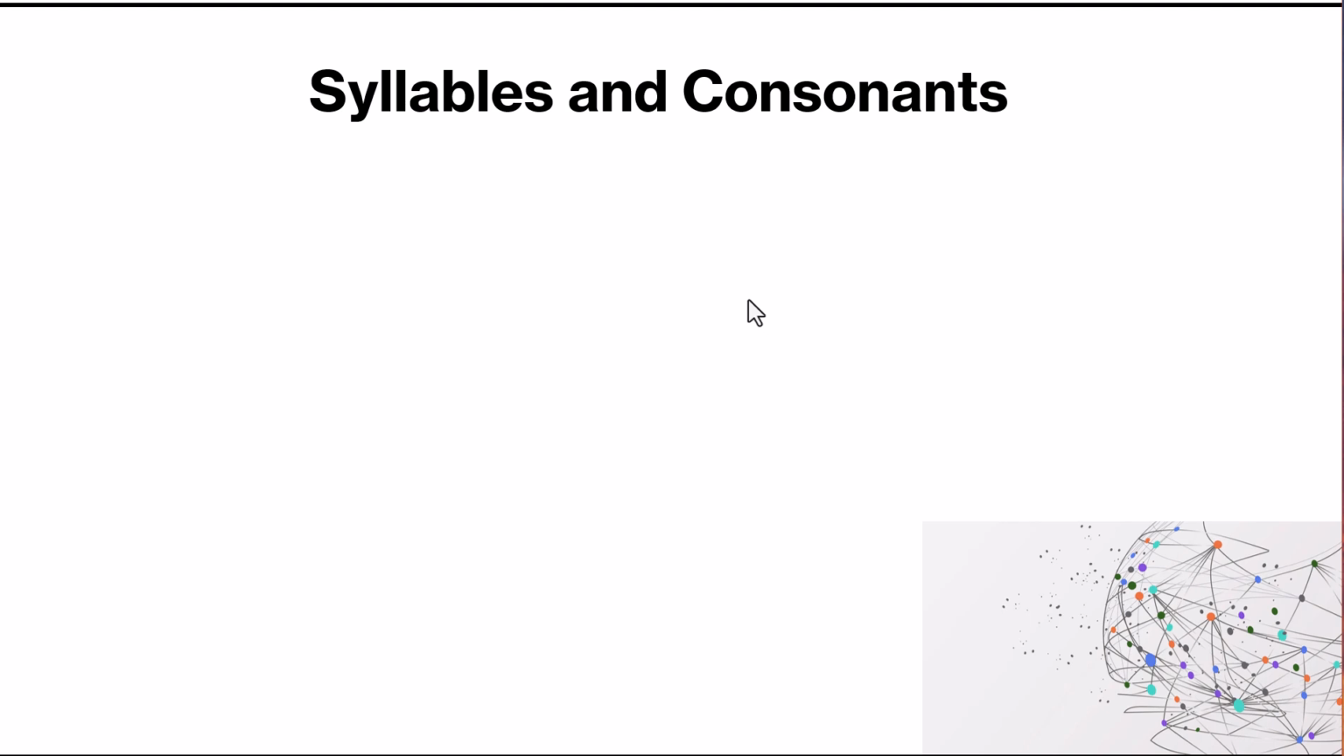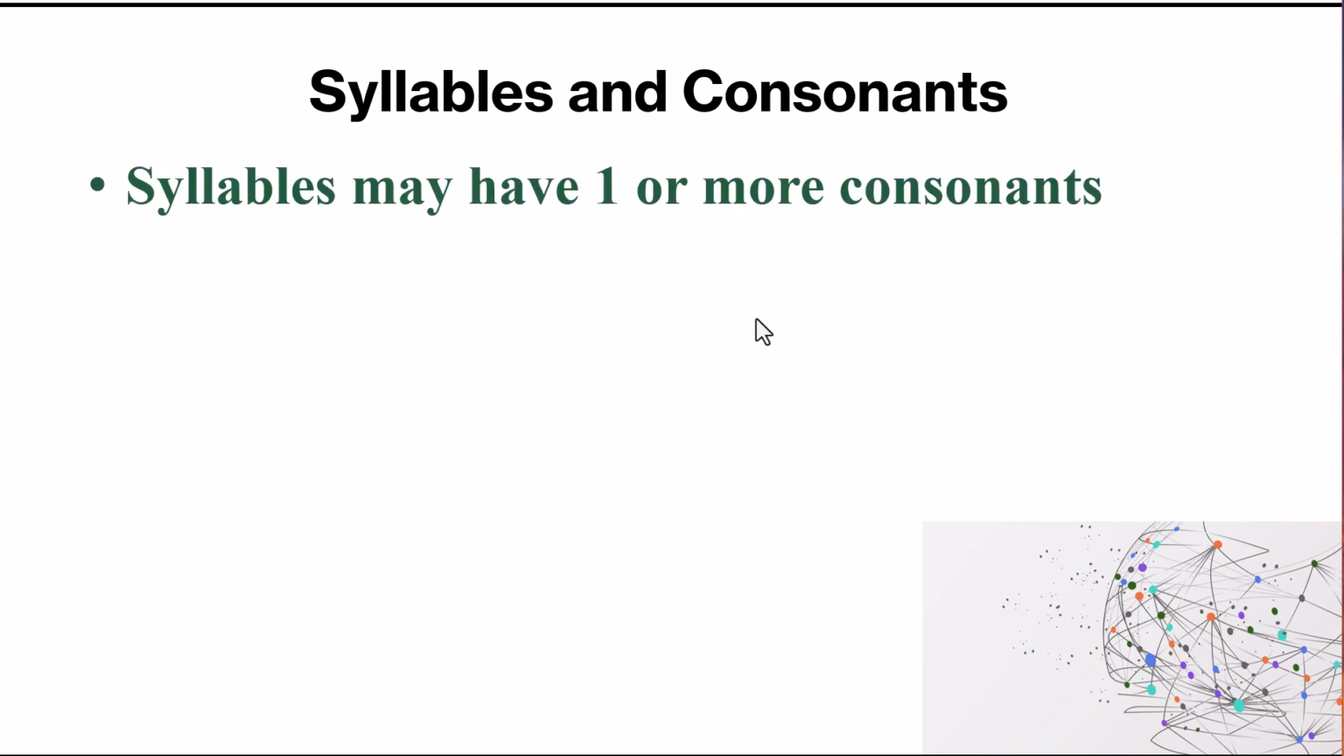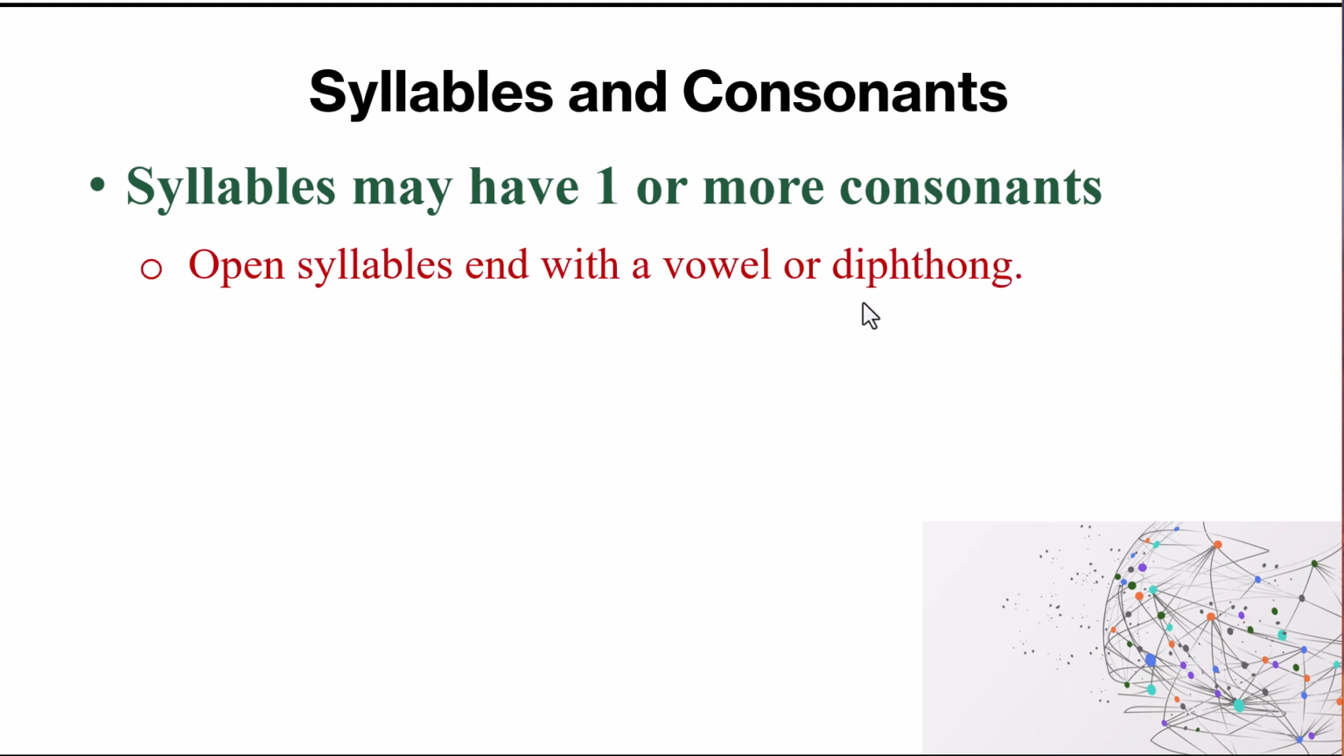Let's begin looking at syllables and consonants. So syllables may have one or more consonants. Occasionally syllables have no consonants. They're just vowel only. But most syllables have a consonant, and syllables may have one or more consonants.